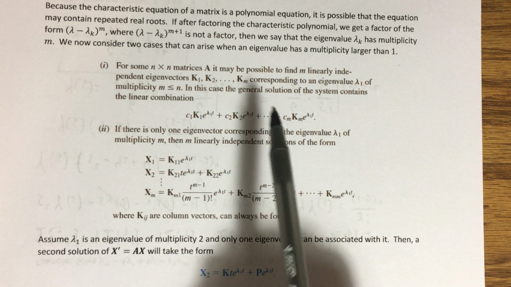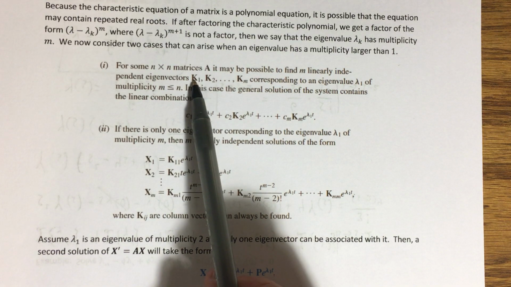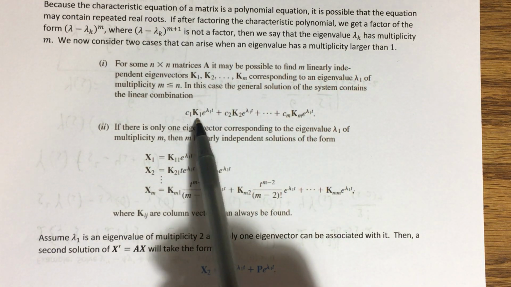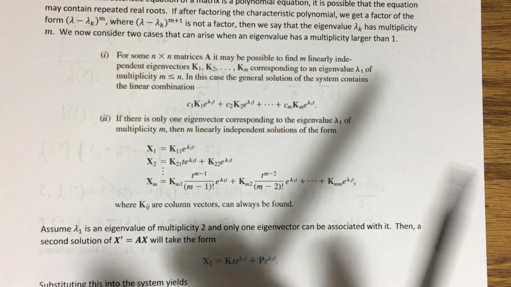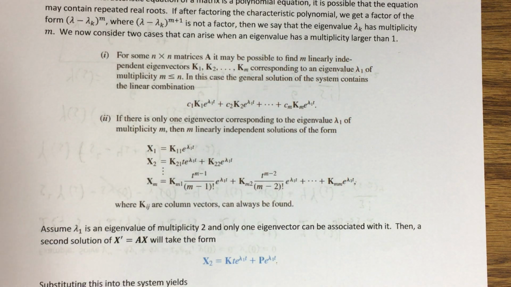So this looks very much like the case 1 case that we looked at. We haven't talked about how to find these linearly independent eigenvectors corresponding to that one eigenvalue. But we know that at least the solution will contain terms of this form.